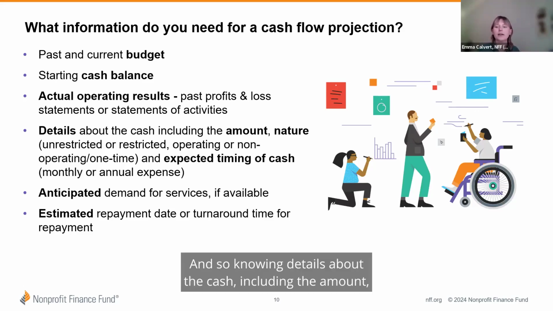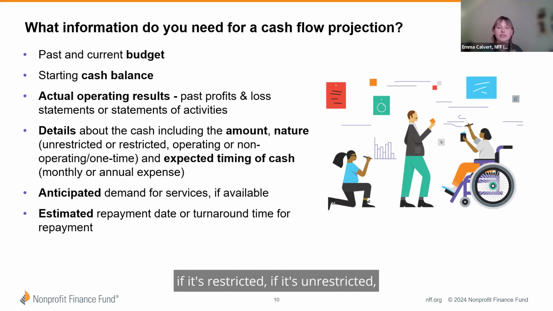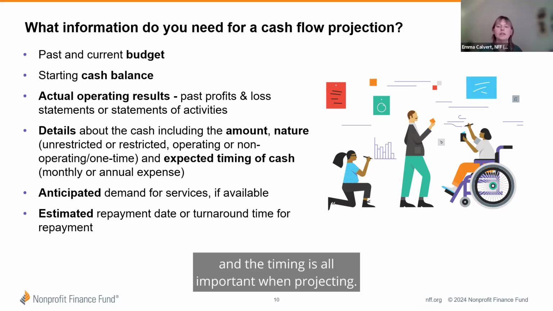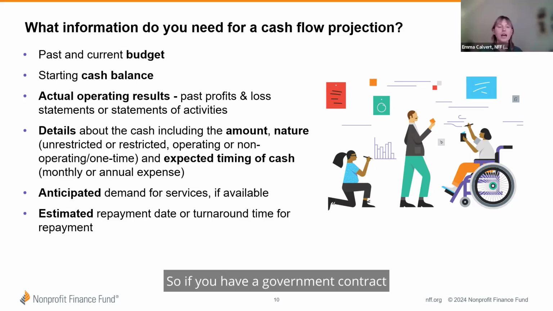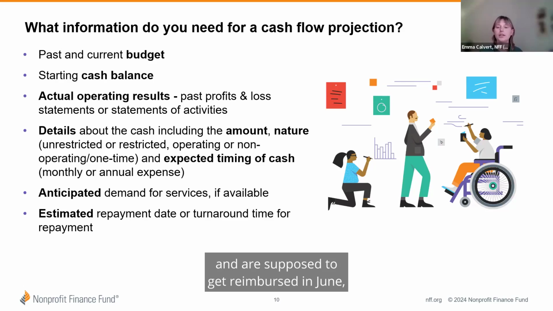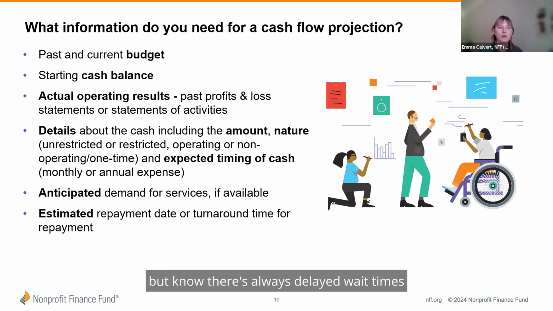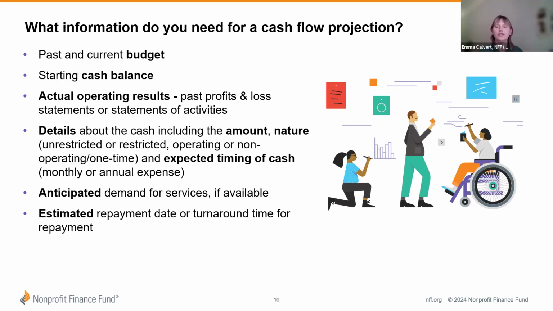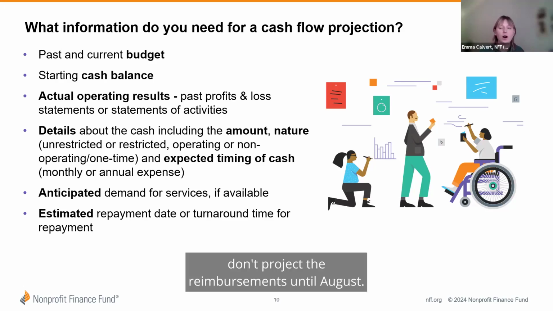And so knowing details about the cash, including the amount, if it's restricted, if it's unrestricted, and the timing is all important when projecting. So if you have a government contract and are supposed to get reimbursed in June, but know there's always delayed wait times around 60 days for reimbursements, don't project the reimbursements until August.